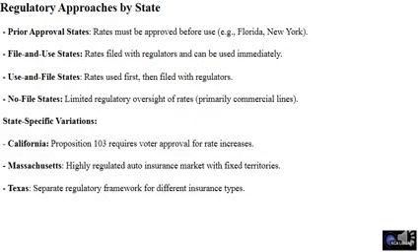Now the rate regulation approaches by states. We have the prior approval state, the file and use state, the use and file state, and the no file state. In the prior approval state, rates must be approved before use, for example Florida and New York. In the file and use state, rates are filed with regulators and can be used immediately. In the use and file state, rates are used first then filed with regulators. In the no file state, there is limited regulatory oversight of rates, primarily for commercial lines. We also have state-specific variation. California Proposition 103 requires voter approval for rate increases, while Massachusetts has a highly regulated auto insurance market with fixed territories. Texas has a separate regulatory framework for different insurance types.